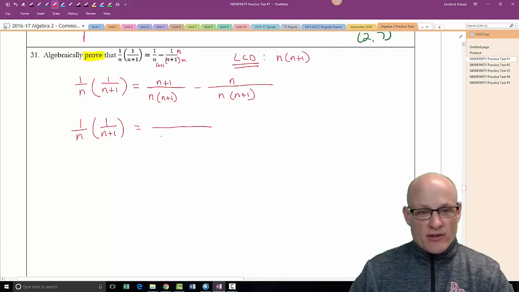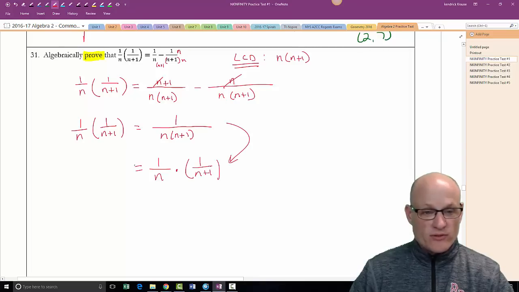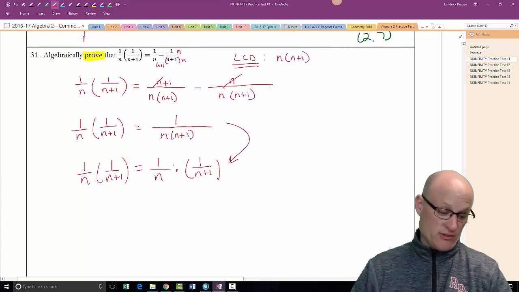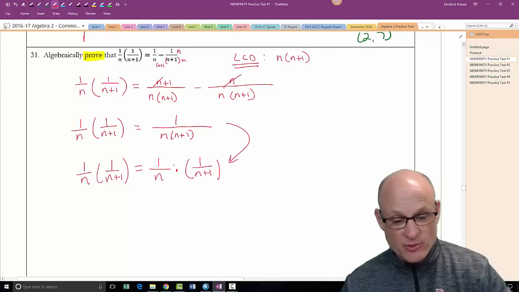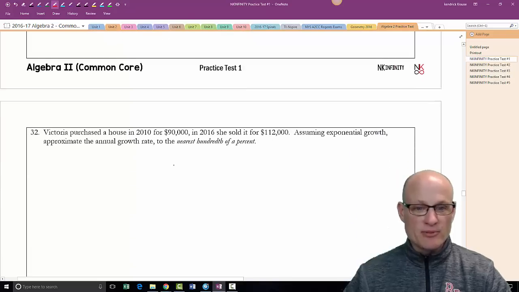So if I combine now these both over n plus 1, this n in the numerator cancels with this n, and I end up with 1. So I can rewrite this as 1 over n times 1 over n plus 1. This is an equivalent statement. And you proved it. That's all there is to it. But you got to remember, you're only allowed to mess with one side, not both. All right, let's pep it up, kids.